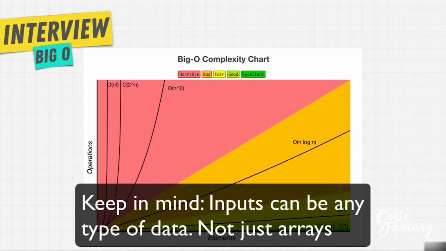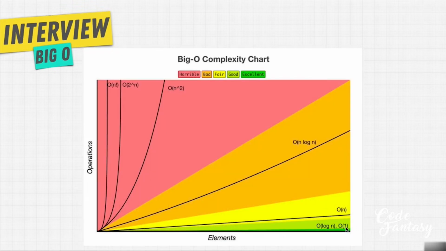And if we look at this on a graph, we see that O of 1 over here is the dark green area. It's excellent. We love O of 1 because it's very scalable, right? It doesn't matter how many elements we have, it's always going to run the same. Predictability when it comes to computing is very, very nice. And O of 1 is definitely excellent.